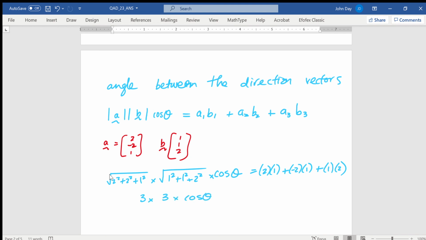Whoa, garbage. Don't rush it. 4 plus 1 is 5 plus 1. That's root 6.